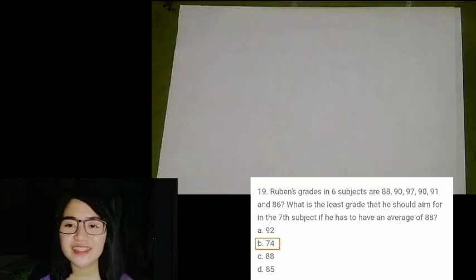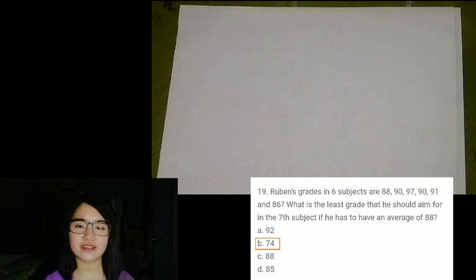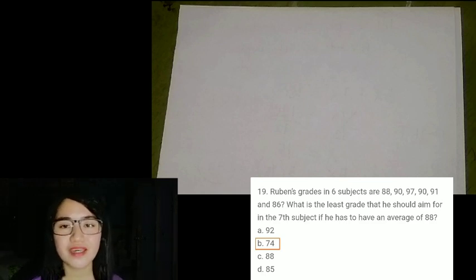Ruben's grades in 6 subjects are 88, 90, 97, 90, 91, and 86. What is the least grade that he should aim for in the 7th subject if he has to have an average of 88? Okay, intindihin natin ng maigi, ang pinakatinatanong doon sa problem is ano daw yung magiging grade ni Ruben doon sa pang 7th na subject para makakuha siya ng average na 88.